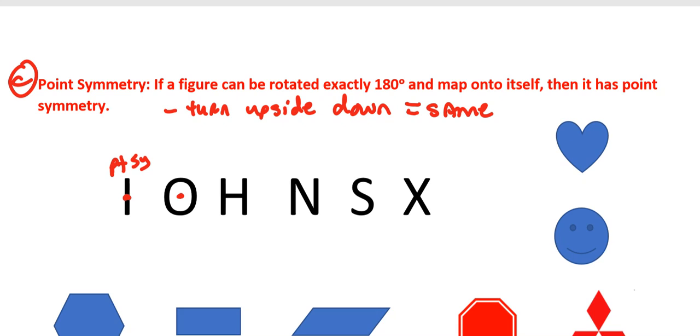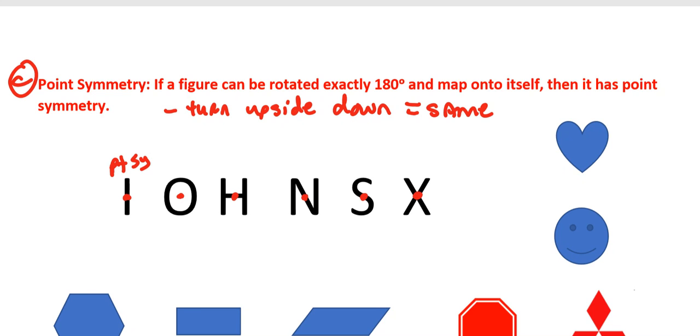It's the same O. Capital H has point symmetry. N has point symmetry. If we turned it upside down, it's the same thing. Our letter S here has point symmetry. And our letter X, if we did that, again, turned it upside down, has point symmetry. So all of these letters of the alphabet have point symmetry.